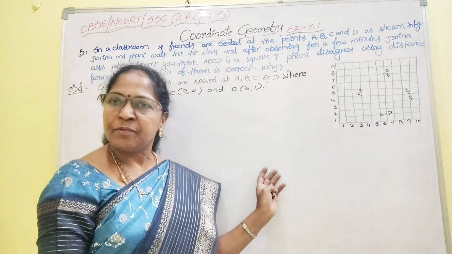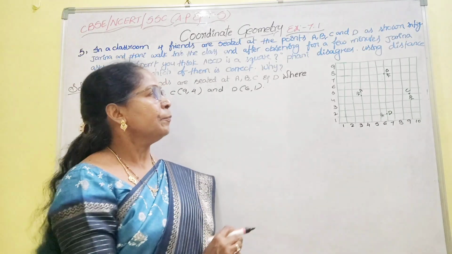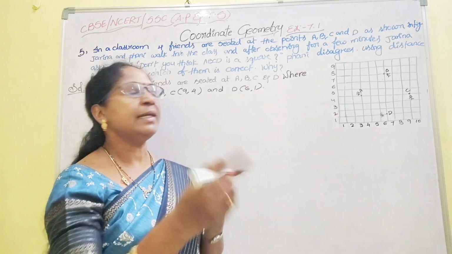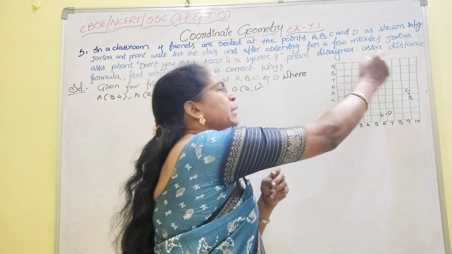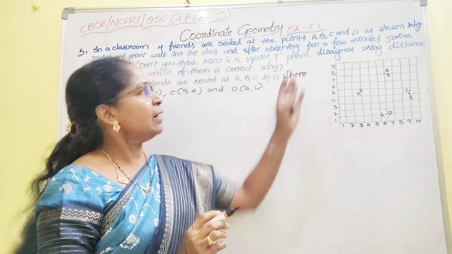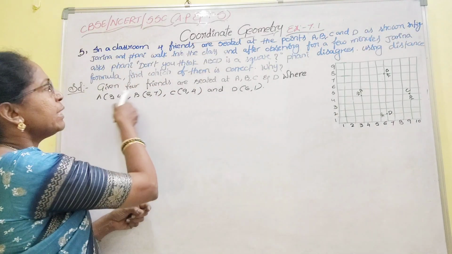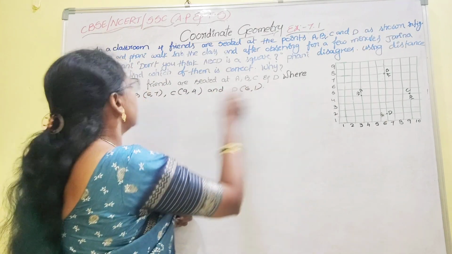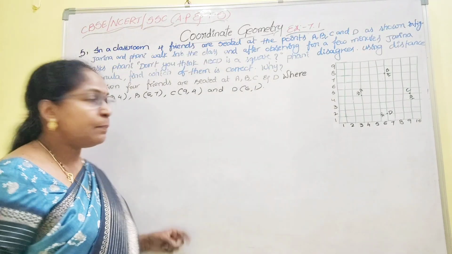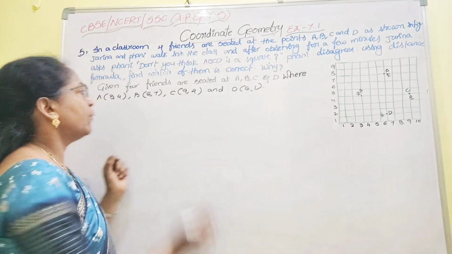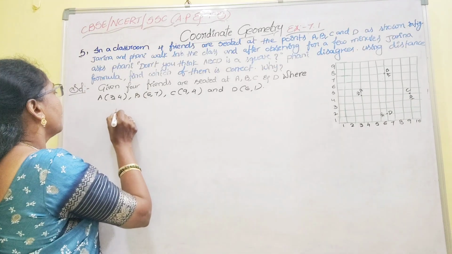So you have to find out using the distance formula whether it is a square or not. Which of them is correct, Jerina or Funny? Jerina says ABCD is a square, but Funny disagrees with Jerina. So let us find out. Here the 4 friends are seated at ABCD, where A, B, C and D are the given points. Just write it down. Next, using the distance formula.